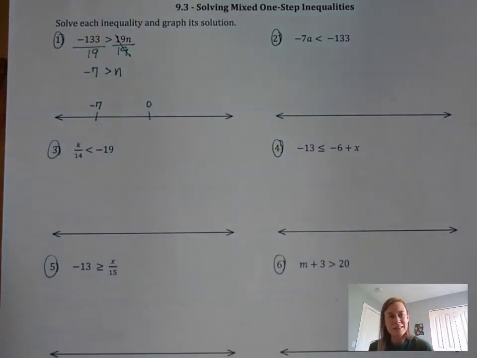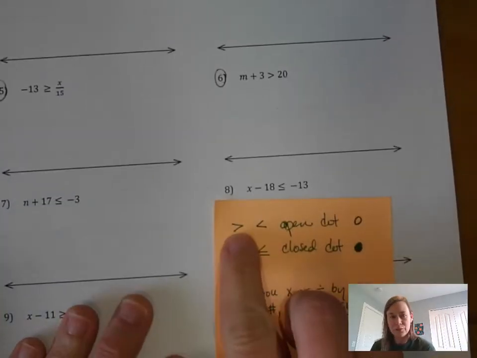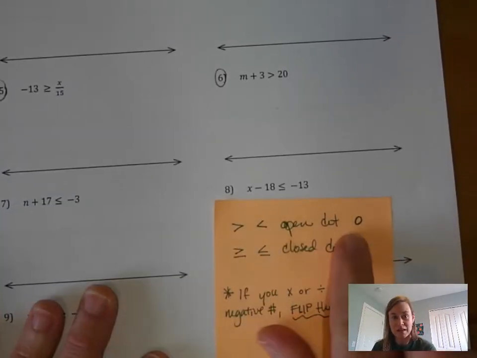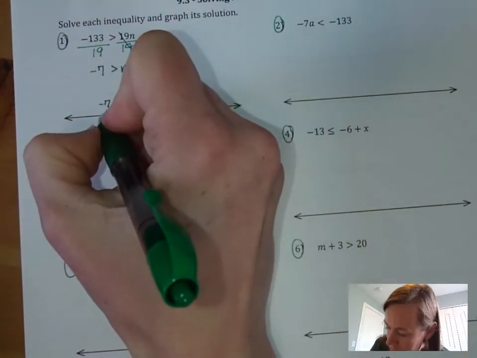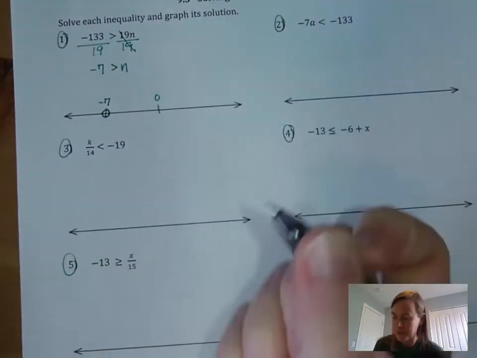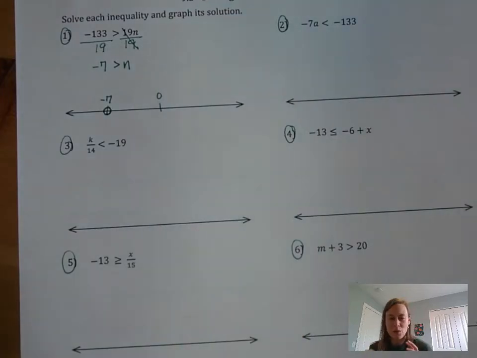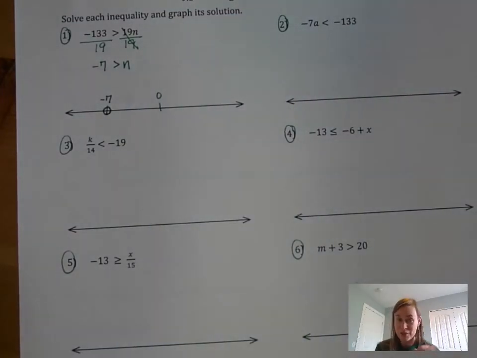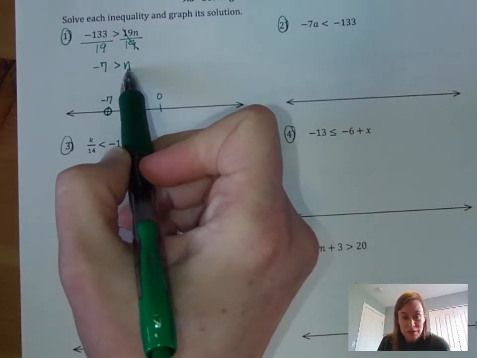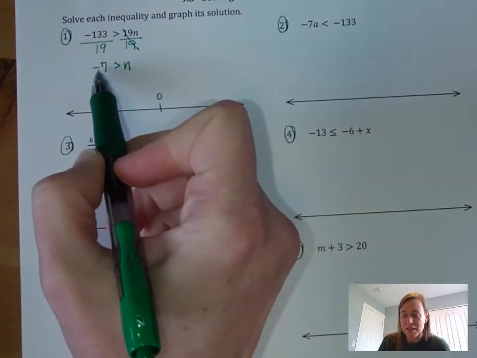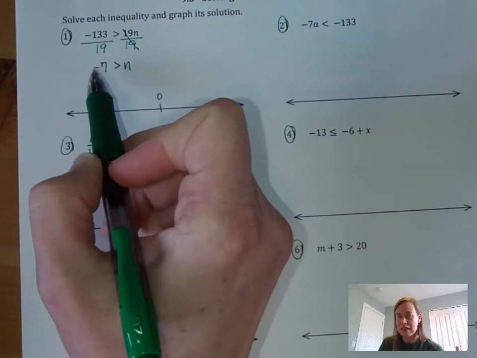And now let's see, open or closed dot. Well, we have one of these guys here, so we're going to need an open dot. That kind of sign, we need an open dot. We're going to put it right there. And now I'm going to read my inequality from the variable. So I'm actually going to read it backwards. I'm going to say n, or the answers, are less than negative 7. The answers are less than negative 7.